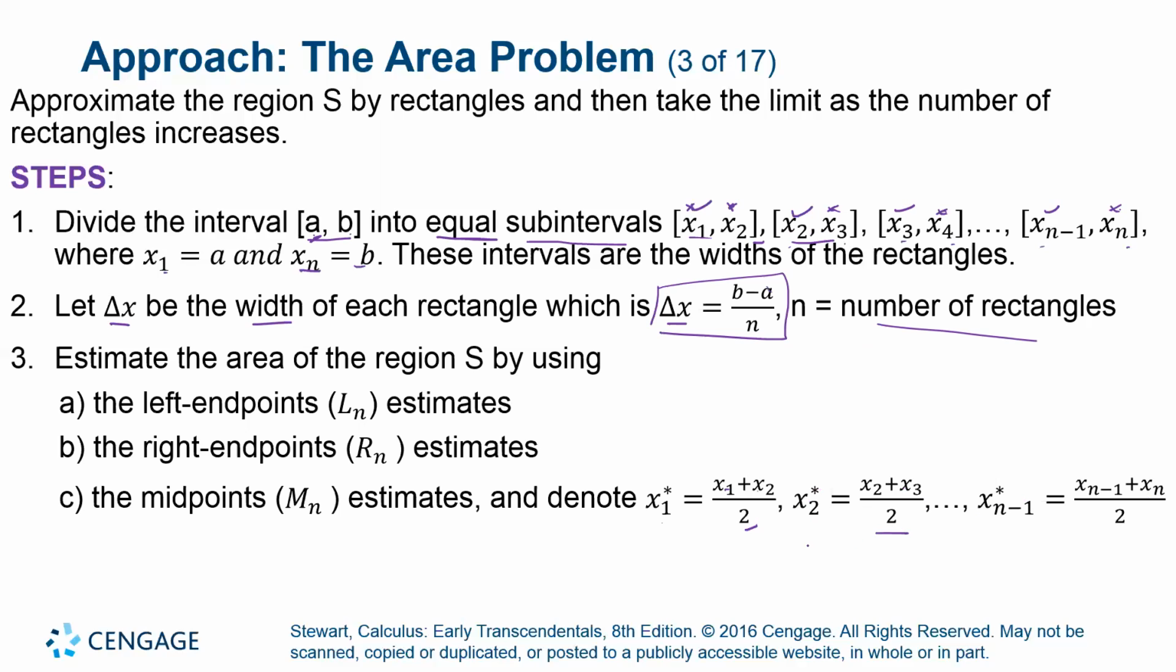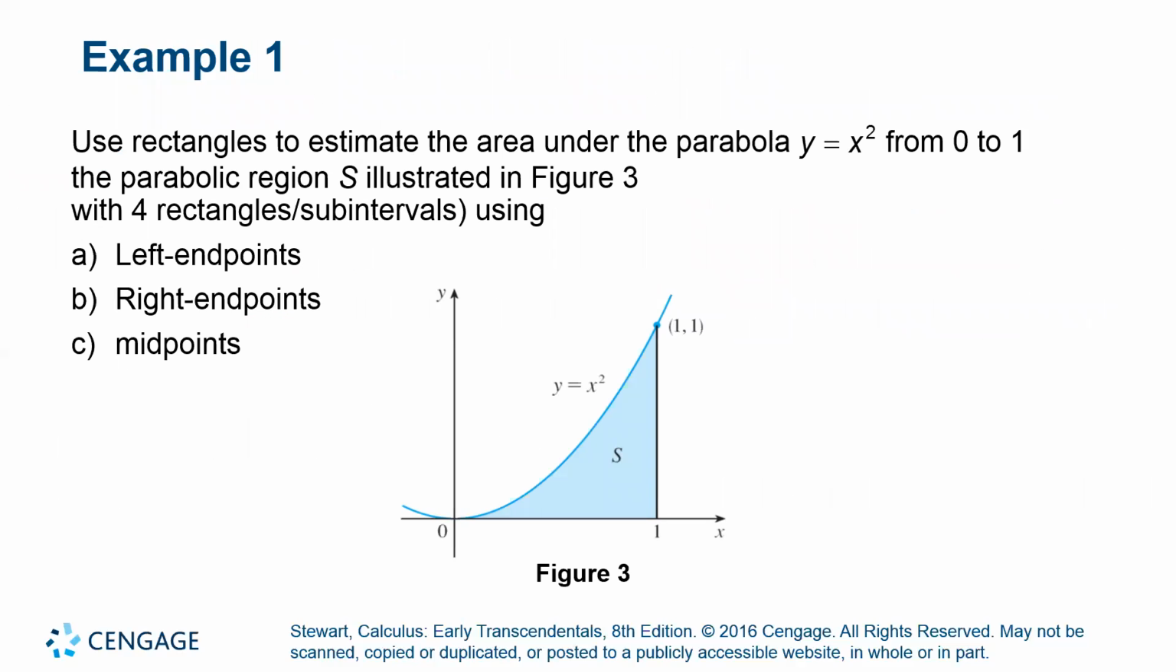Now, let us consider an example and see how we'll find this. I want to use this parabola. Use rectangles to estimate the area under the parabola y equals x squared from 0 to 1, the parabolic region as illustrated in this diagram. As you can see, this is a parabola. Now, from 0 to 1, what is happening to the function? This is my y, and this y is increasing.